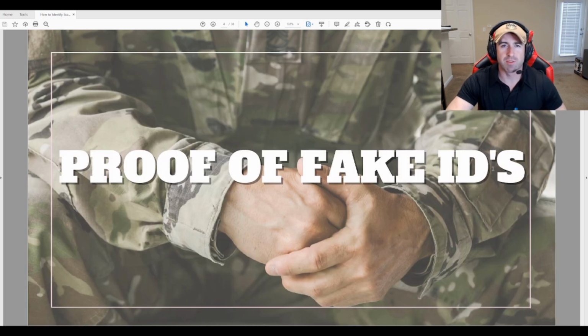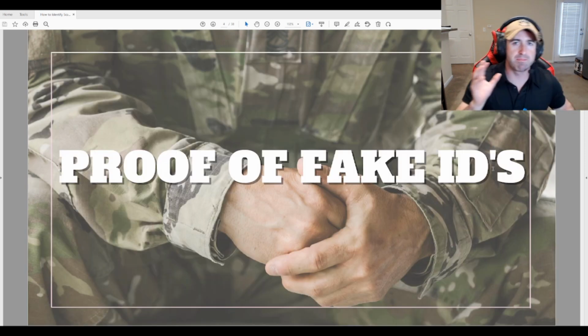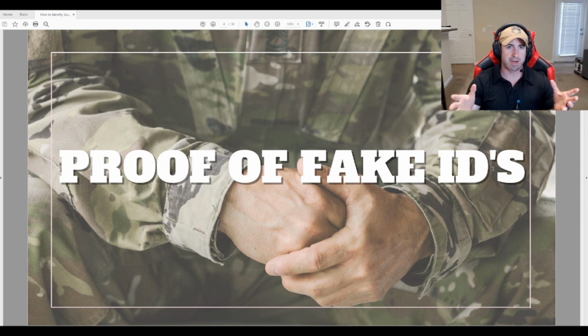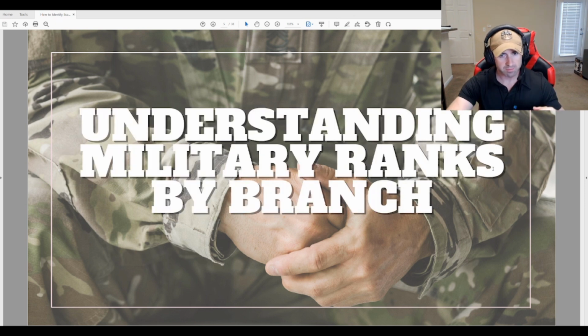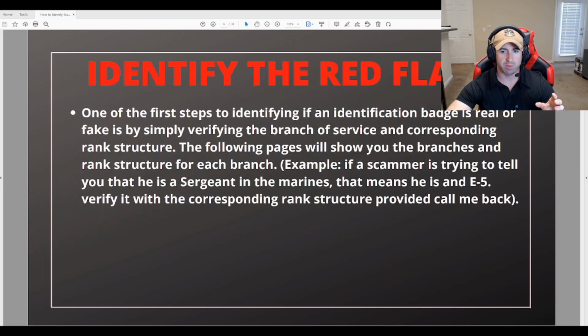All right, proof of fake IDs. This is one of the biggest things that we need to really talk about: how do you know if it's a fake ID? Understanding the military ranks by each branch. We're actually not going to go into this right now. You guys can check that out on your own. I'm going to flip down to the red flags here, and here we go.